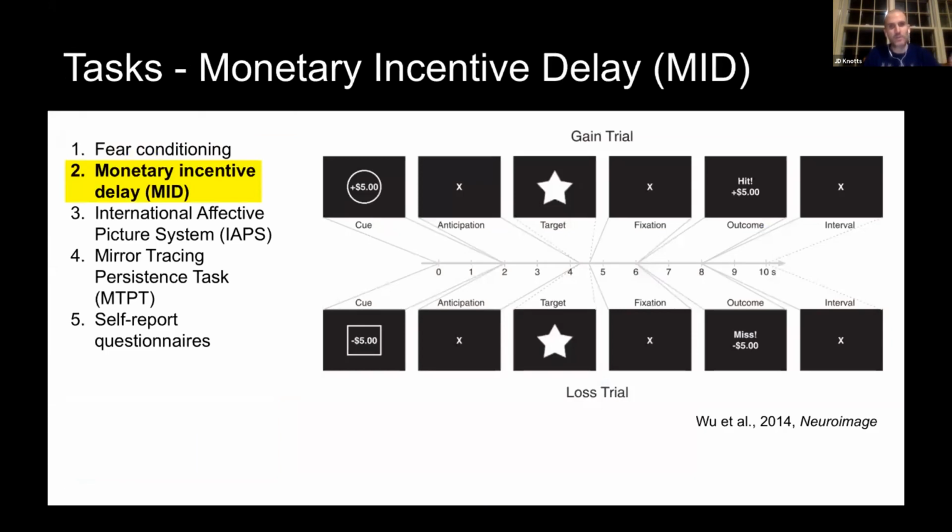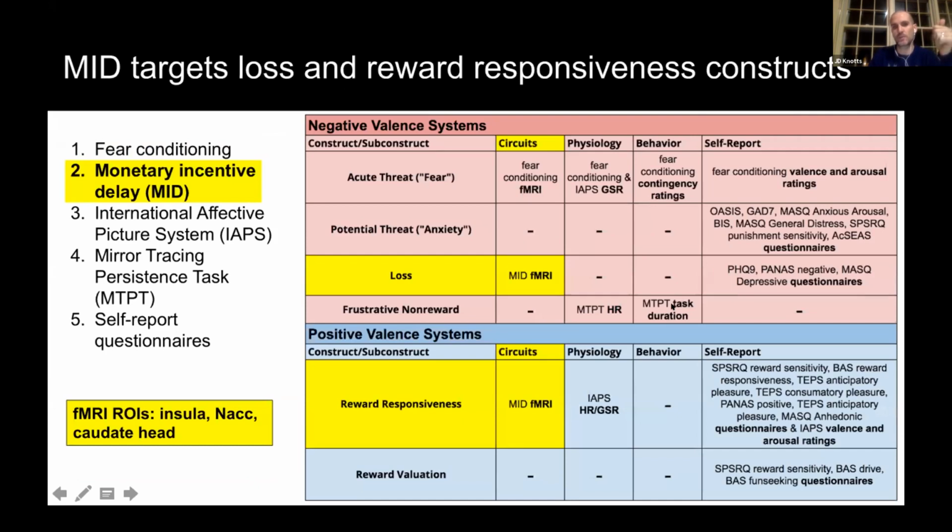So then the next task we used was this monetary incentive delay task, which briefly, subjects get a cue, which tells them that they can potentially get a reward or a loss on a given trial. And there's this little anticipation interval while they wait for this target to pop up. And then they have a speeded response task. And if they click a button fast enough, they can either get the reward or avoid the loss. So this is specifically supposed to target the loss and reward responsiveness constructs. And we did this with fMRI, so we're only looking at the circuit level of measurement here.